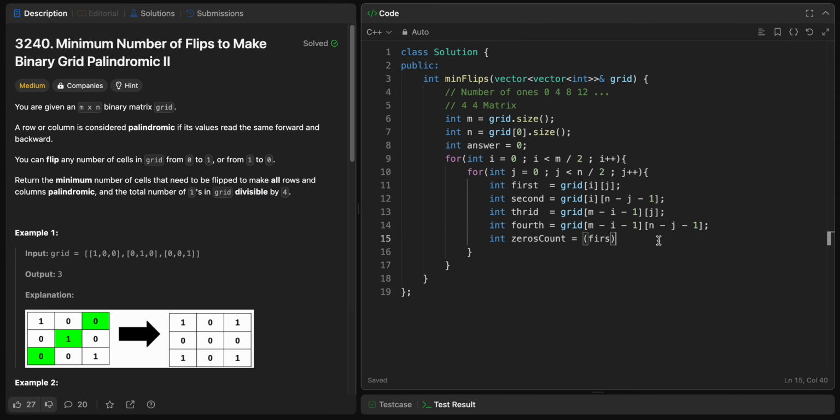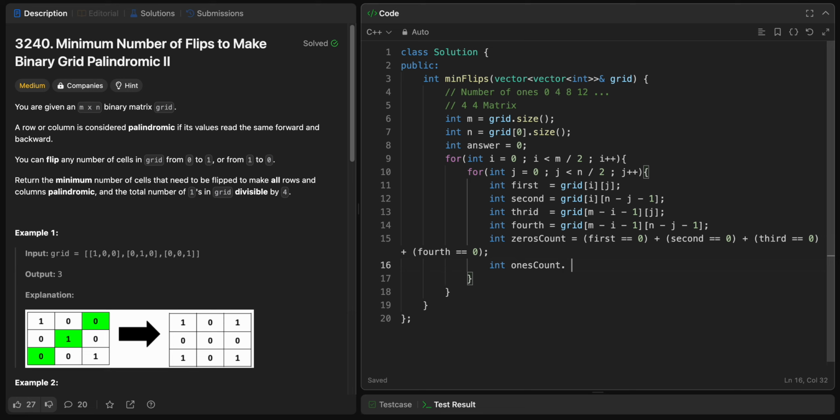So for zeros count, I'll check if my first element is 0. If my first element is 0, then it would be true, and true will give me a value 1. Second is 0, followed by third is 0, followed by fourth is 0 again. And once counted, it's simple now.